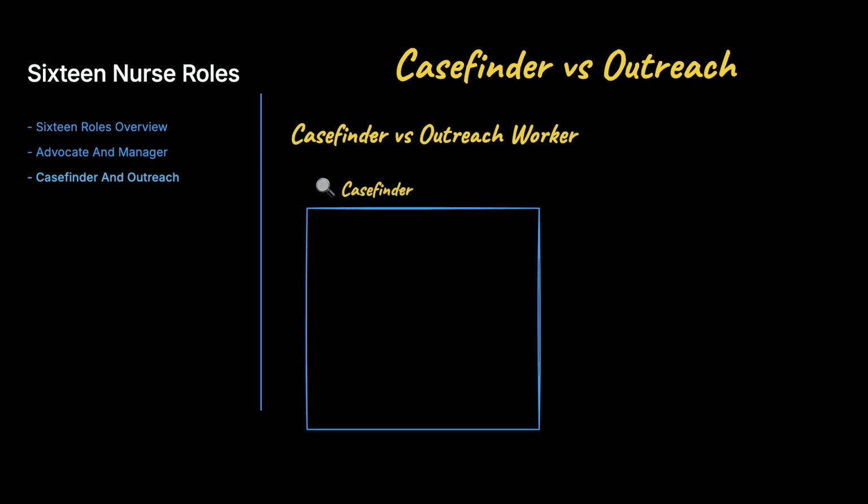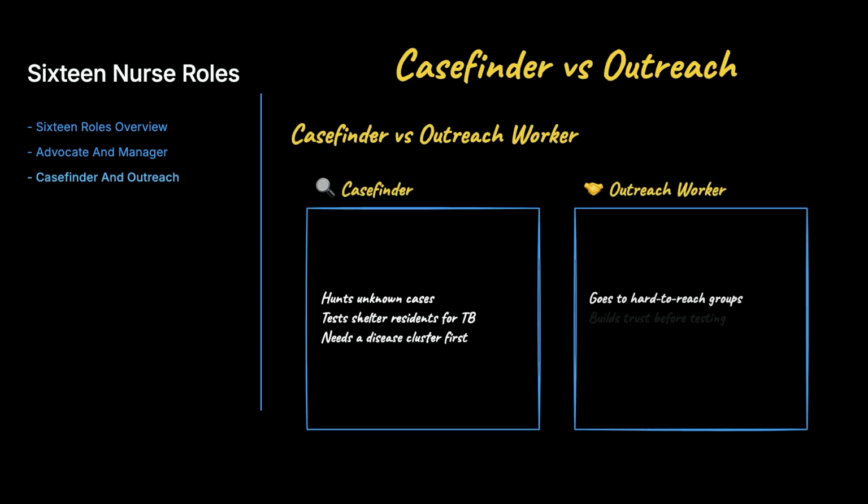Next, separate the case finder from the outreach worker. A case finder actively searches for cases of disease not yet known, like testing shelter residents for tuberculosis after a cluster. An outreach worker is broader. She goes where a hard-to-reach group lives simply to make first contact and build trust before any testing begins.